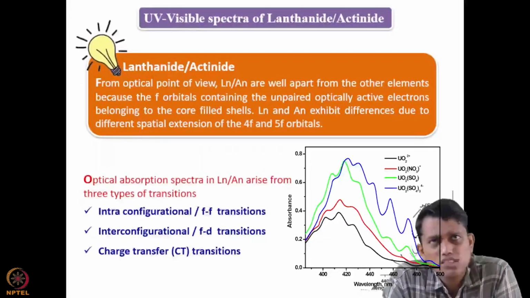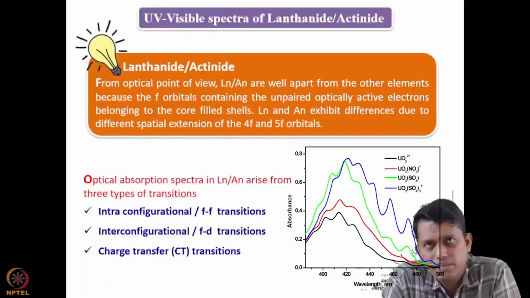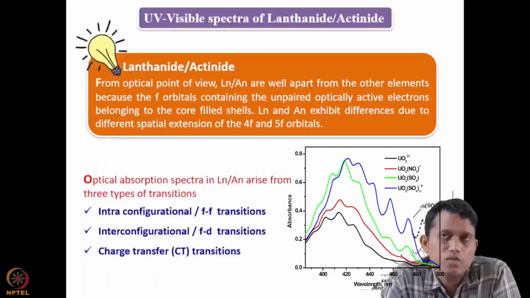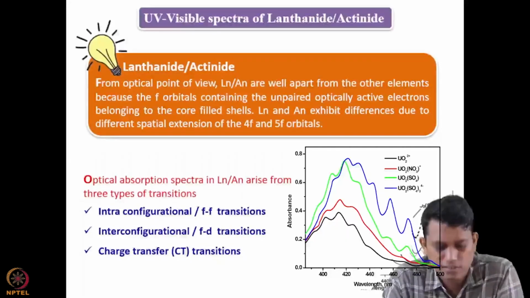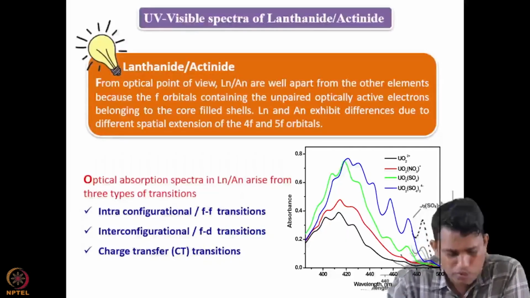So what kinds of transitions are generally possible in lanthanides and actinides? As I've already said, from an optical point of view they are well apart from other elements because they have deeply buried orbitals, and they do not participate much in bonding compared to the d block elements. There are three kinds of transitions: intra-configuration transitions, inter-configuration transitions, and charge transfer. We'll discuss them one by one.